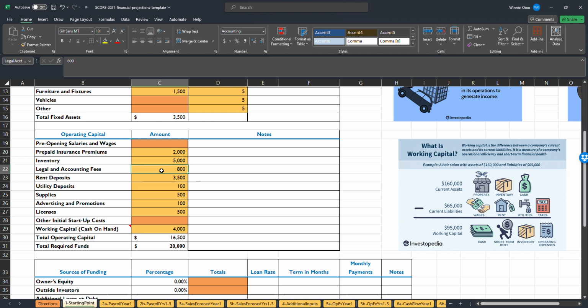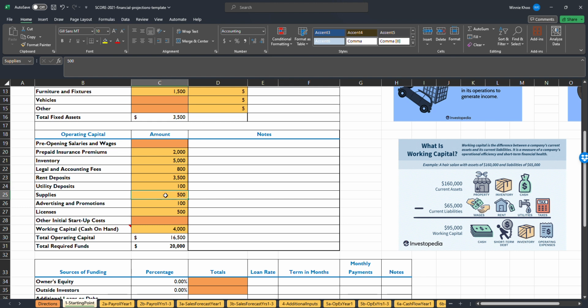Legal and accounting fees. If you had to pay somebody to, let's say, file a patent, trademark, or intellectual property, or if you were to hire an accountant to get your tax ID, the EIN, employer identification number from the IRS, or to put together your articles of incorporation, those sorts of fees, that's what I would put here. In rent deposit and utilities, again, if you have a storefront and you have to put down a deposit, that's where I would put that deposit.